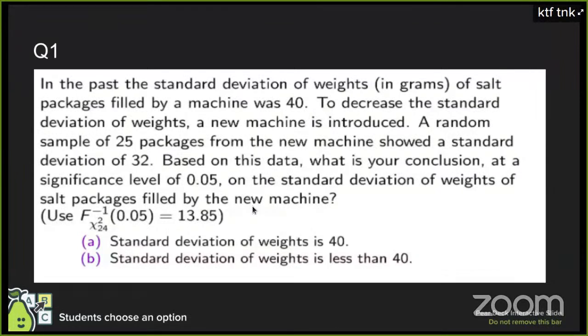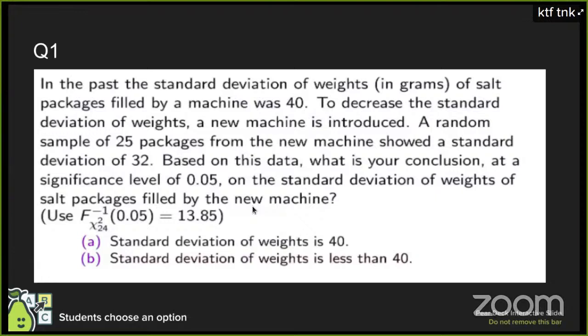Now the question 1 is: in the past the standard deviation of weights of salt packages filled by a machine was 40. To decrease the standard deviation of weights, a new machine is introduced. A random sample of 25 packages from the new machine showed a standard deviation of 32. Based on this data, what is your conclusion at a significance level of 0.05 on the standard deviation of weights of salt packages filled by the new machine? Are you able to identify which kind of distribution we are going to use for this type of problem?